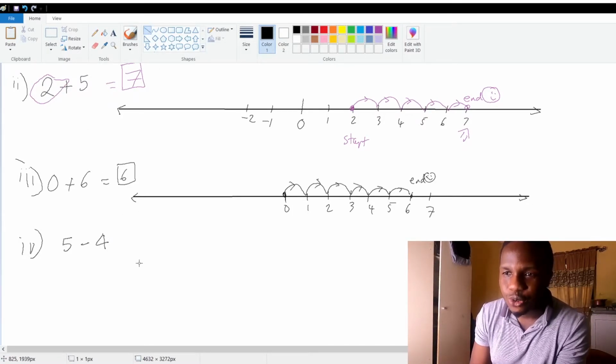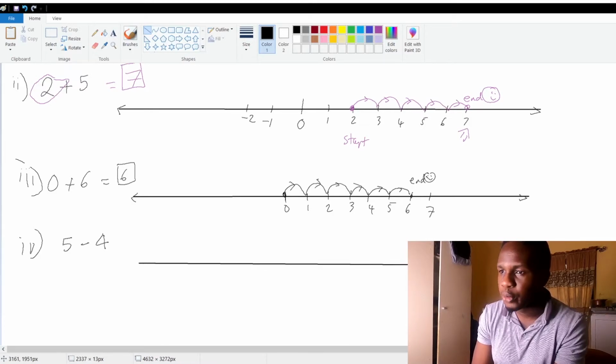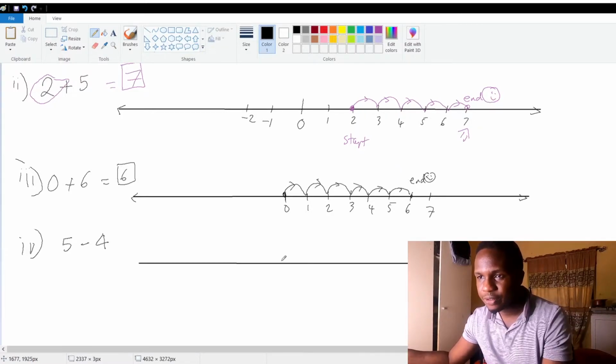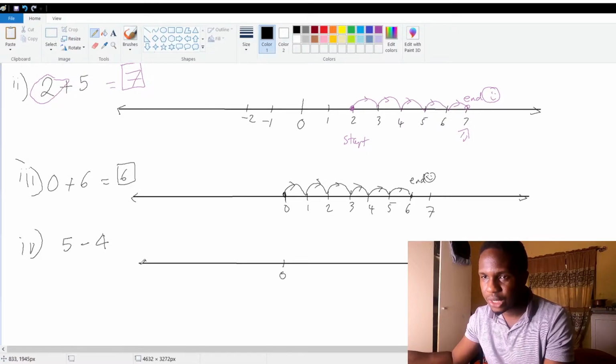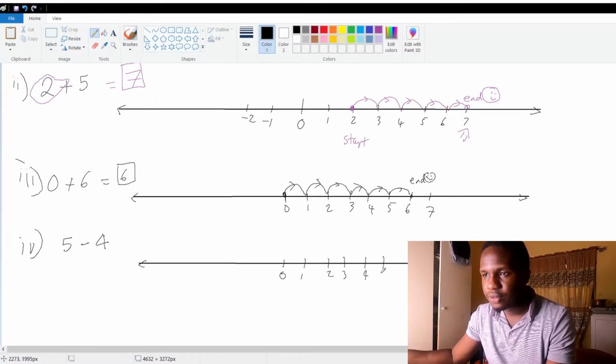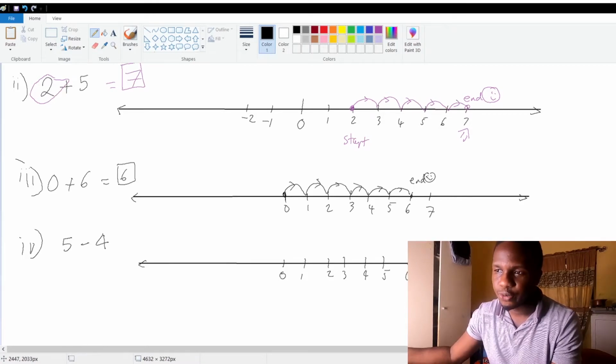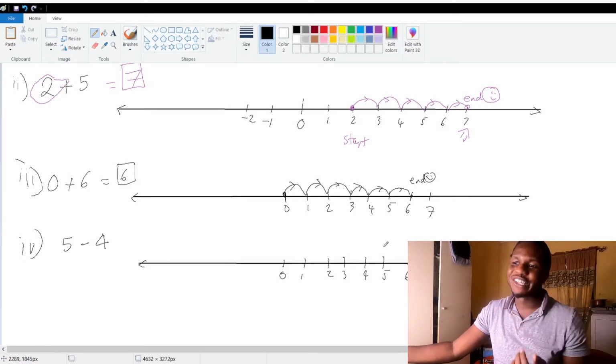So the way to do this is the exact same way, but we're going to make a slight change. We're going to go to the left instead of going to the right. How do I mean? So we have 5 minus 4. Let's make our marks here. So let's start from 0. Okay, let me put my arrows this way. And 1, 2, 3, 4, 5. Sorry, my lines are not evenly spaced out, but since it's a sketch, it does not really matter. So you understand the point.